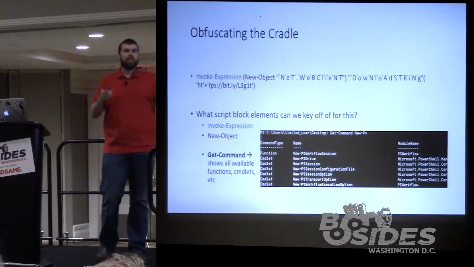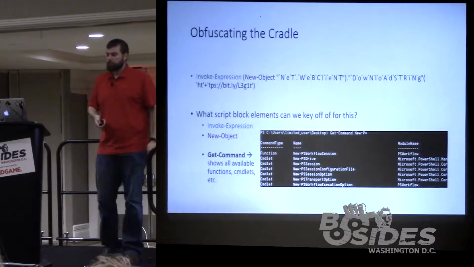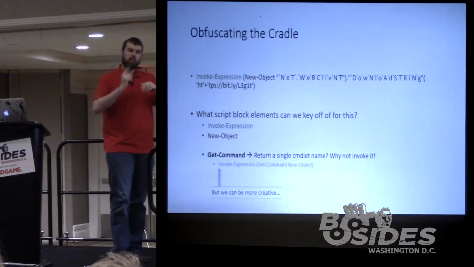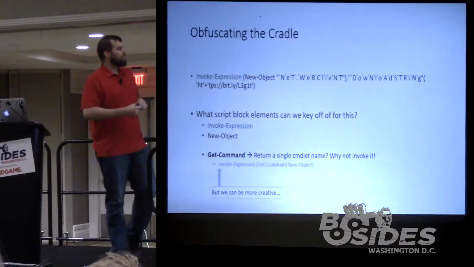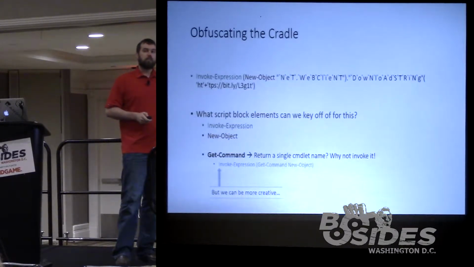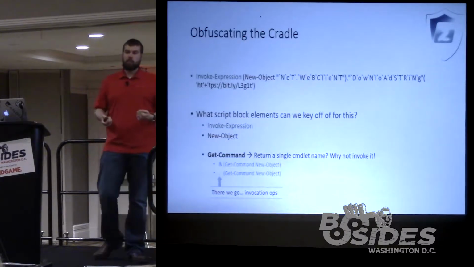Now the cool part here is that this is not text that's being returned, it's PowerShell objects. Now why does that matter? Well, if we have it return just a single commandlet, we can then pass it into Invoke-Expression, which will automatically convert that object into the string of New-Object and then invoke it. But we can actually be more creative since we're dealing with objects. Instead of Invoke-Expression, we can use a dot or an ampersand, which are invocation operators.